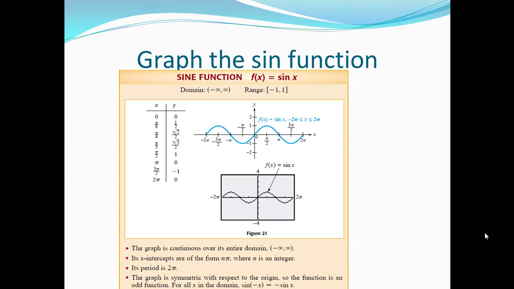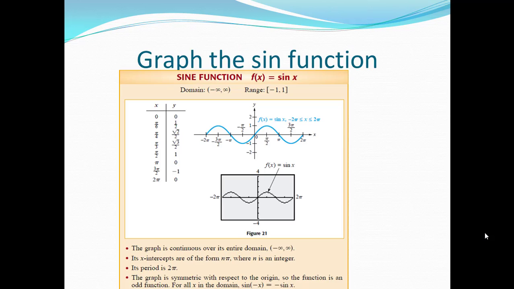Here we say the function of sine of x is an odd function, and its period is 2 pi, its domain is from negative infinity to infinity, and its range is from negative 1 to 1. What about the amplitude of this function? The amplitude will be the coefficient of sine of x. If you see, I write sine of x, meaning 1 sine of x, so the amplitude will be 1, and we'll speak about this in the next slide.